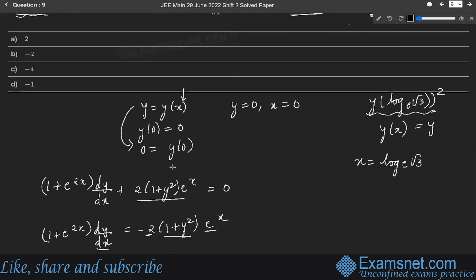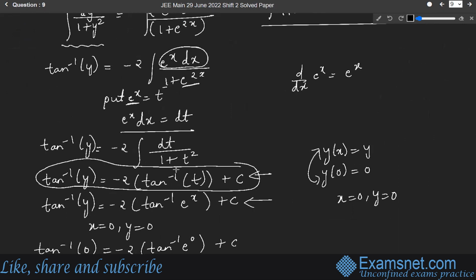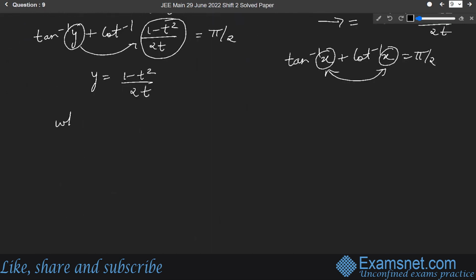Now before that, we have assumed a value which is t is equal to e power x, right? So when we put the value of x here, then t will be equal to e power log base e root 3, and therefore t will be equal to root 3. Okay, so when we put x is equal to log base e root 3, we get t is equal to root 3. We have substituted it in the expression t is equal to e to the power x. Now let us put this value of t in here.